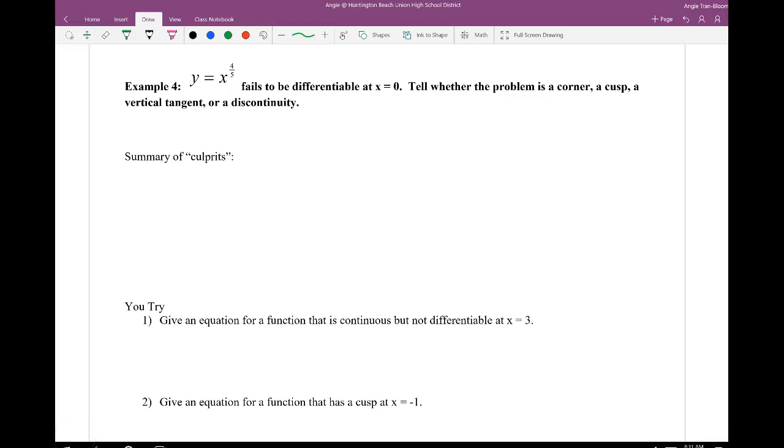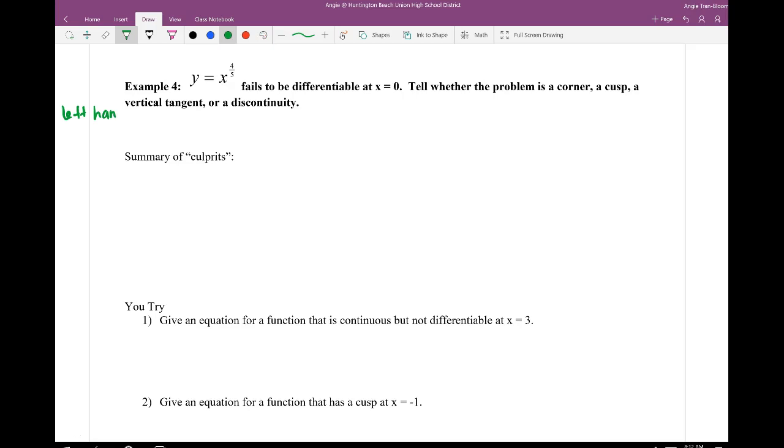Okay guys, this video is for example 4. Y equals x to the power 4/5 fails to be differentiable at x equals 0. Tell whether the problem is a corner, a cusp, a vertical tangent, or a discontinuity. Okay, so you have to do that proof first, and then we will go over the summary of all the culprits. Let's do the right-hand limit and left-hand limit to see where it takes us.